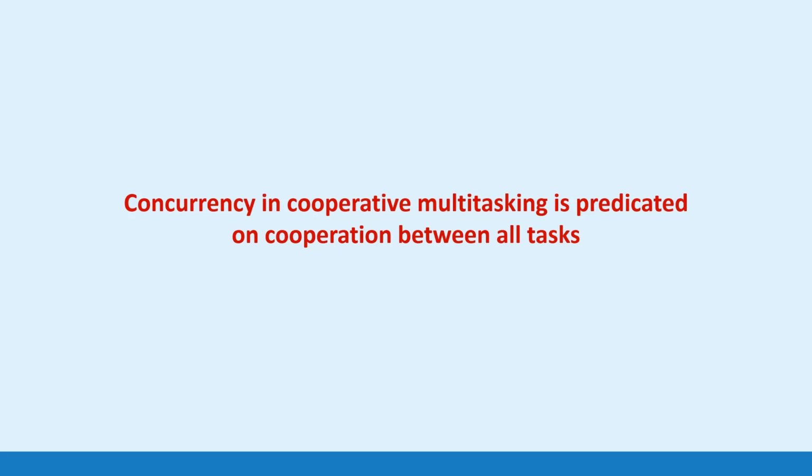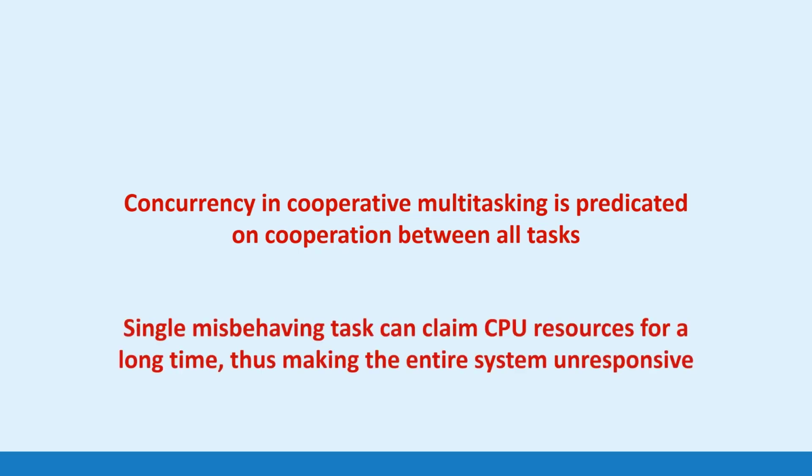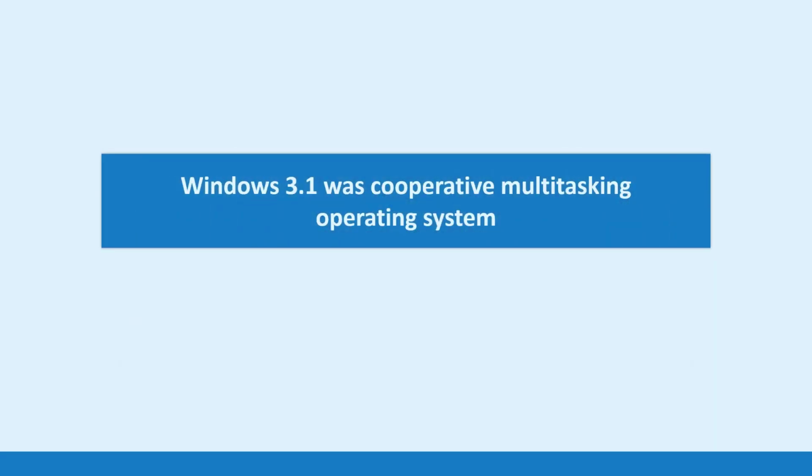The downside of cooperative multitasking is that concurrency in this mode of operation is predicated on cooperation between all the tasks. In other words, just one single misbehaving task can make the entire system unresponsive by claiming CPU resources for a very long time. An example of cooperative multitasking system will be Windows 3.1, and it indeed suffered from this problem of programs not yielding often enough and thus making the entire system unresponsive.